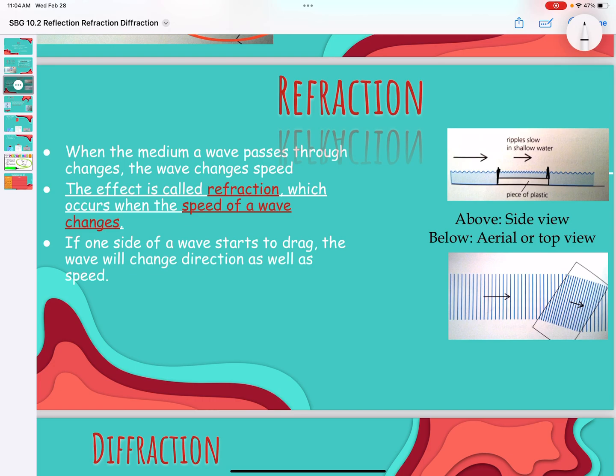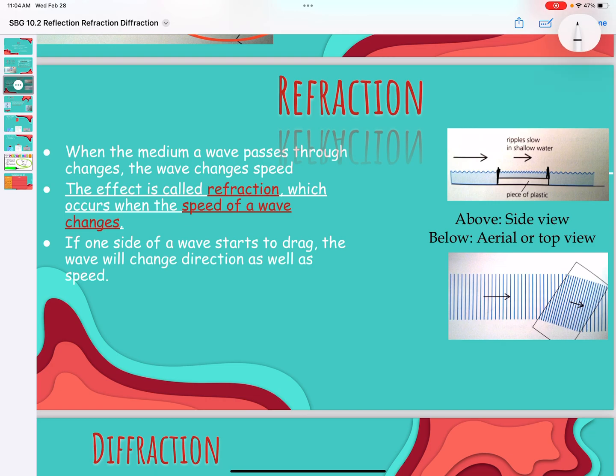Now, if that change occurs at an angle, or if the surface isn't perfectly level, what you'll see is that one side of the wave starts going more slowly. Think about if you were pushing a box across the floor and one side of the box got hung up on something. Well, that would cause the entire box to start to rotate. The wave is going to do the same thing.